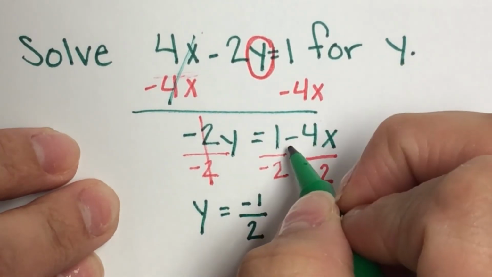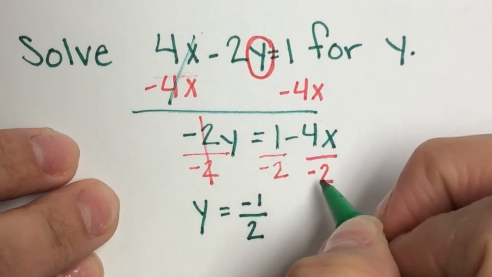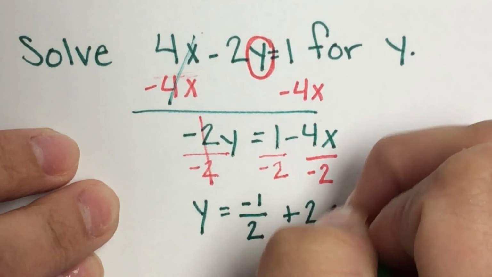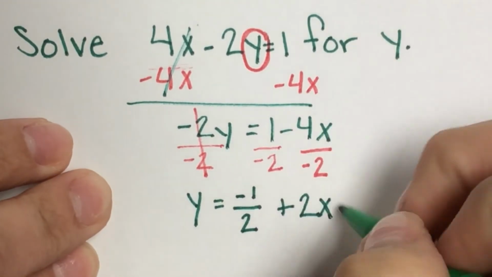The second term here, negative 4 over negative 2. Negative, negative in a division problem is a positive 2. Tack on your x. Technically, you're done. You did what the question asked you to do.